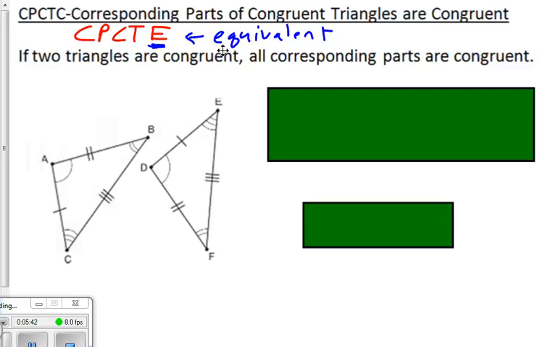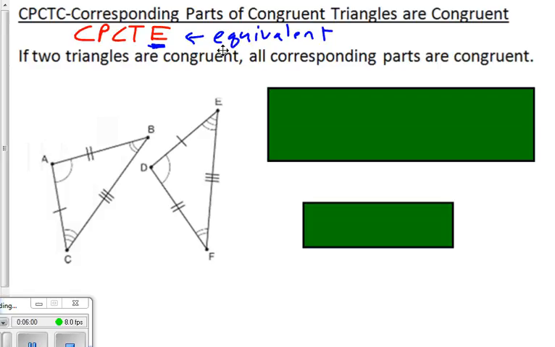Equivalent. So again, it basically just says if we have figures or polygons, triangles, whatever it is, and we said that this one is congruent to this one, then all of their pieces are going to be congruent to each other, or equivalent to each other.